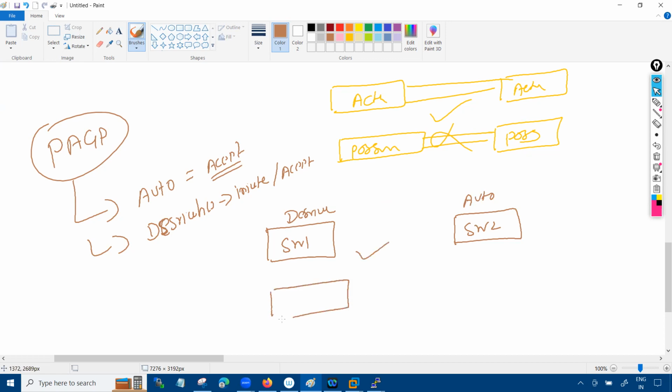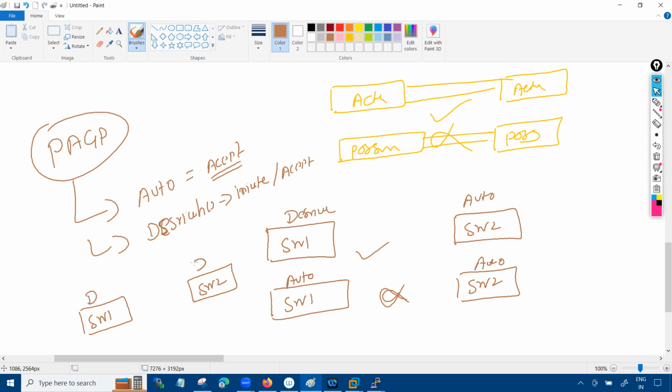But if switch 1, take an example, is auto and switch 2 is also auto, then in that case, the port channel never comes up. Same behavior. Even if you have desirable and desirable, both will be up. But don't ever do it this way: switch 1 with the LACP protocol and switch 2 with the PAgP protocol. It's not going to work.